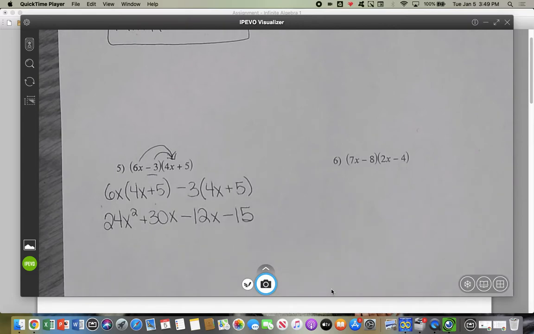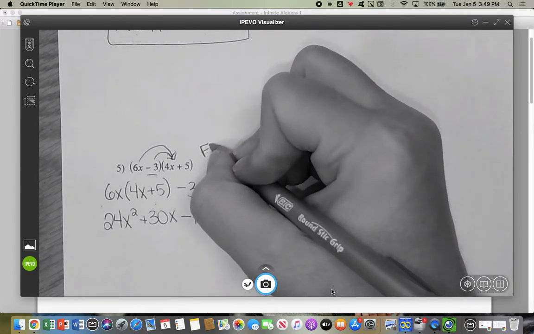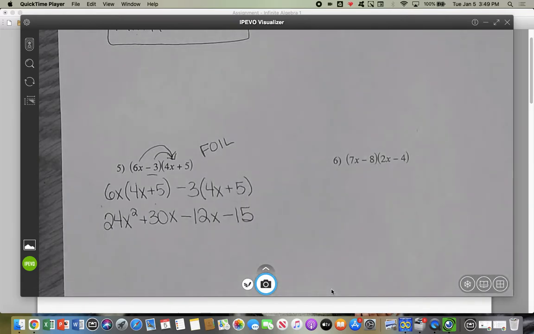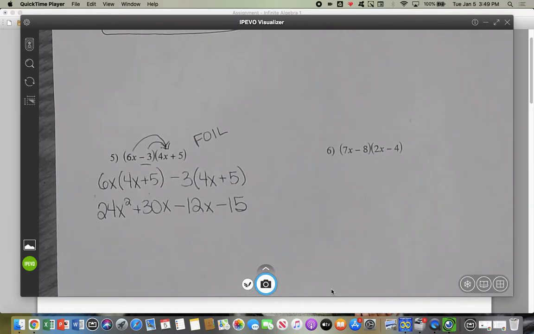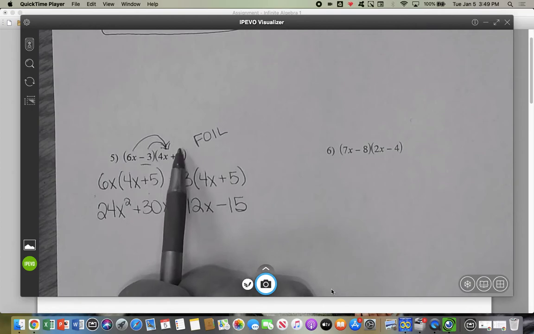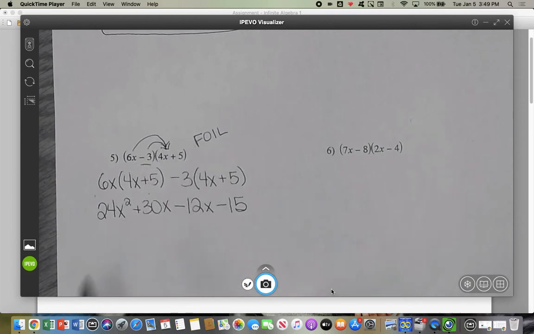For those of you that had Mrs. Borden, you might remember this. If you had Mrs. Hyatt or me for Algebra 1, we just call it the distributive property because that's what we're doing. But Mrs. Borden does call it FOIL. So that might ring a bell. But we are distributing the 6x first. Then we distribute the negative 3.